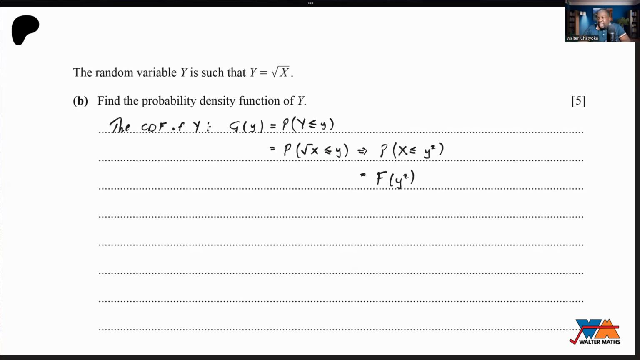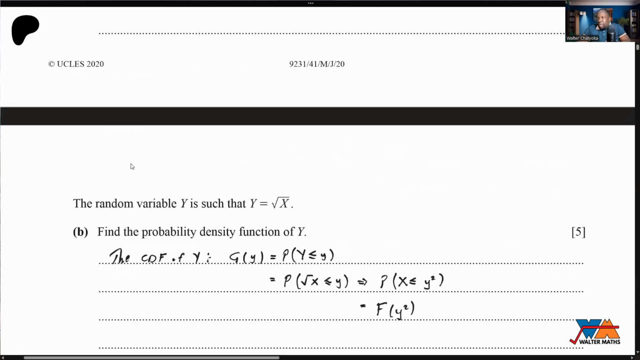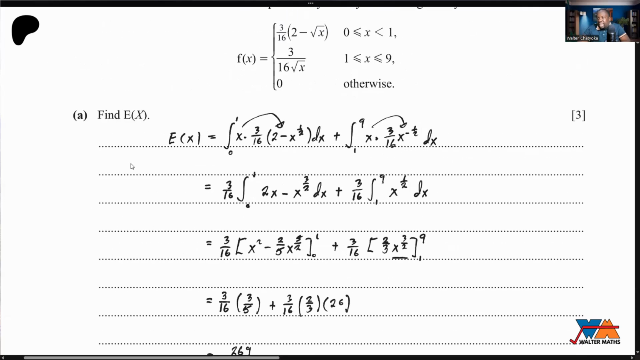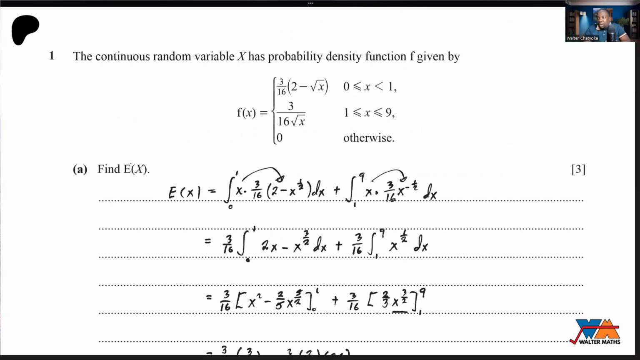Now, from what we've been given, what we have here is the PDF of f, and we're going to need this. Let me just grab this.